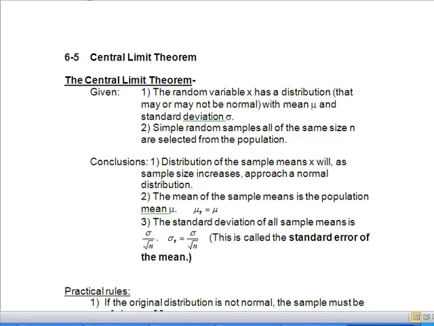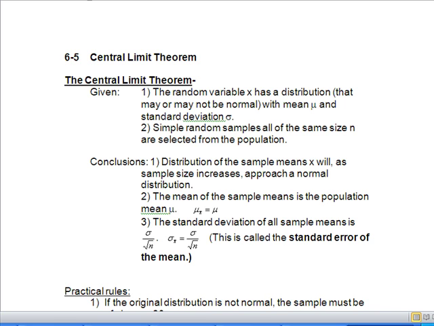Today we're taking a look at section 6-5 on the central limit theorem, and we'll begin by looking at the theorem. The random variable x has a distribution that may or may not be normal with mean mu and standard deviation sigma. Simple random samples of all of the size n are selected from the population. So those two are the given part of the theorem.